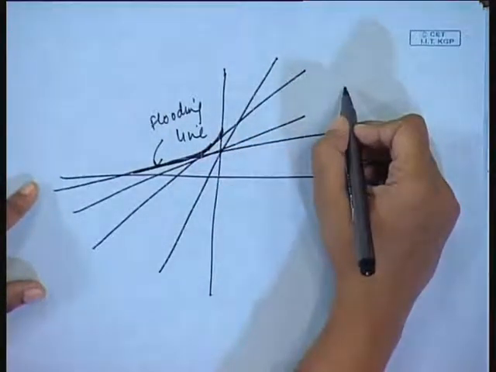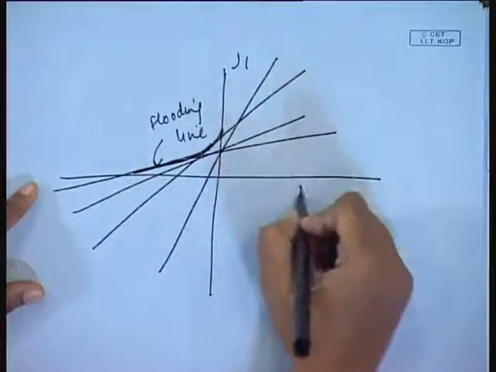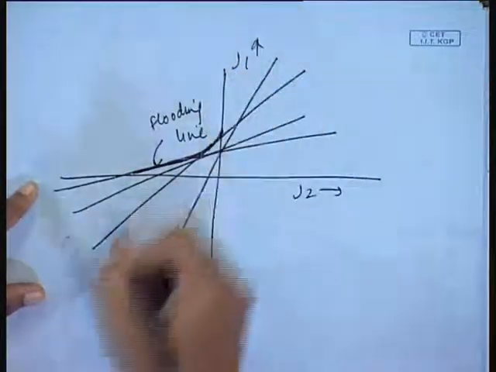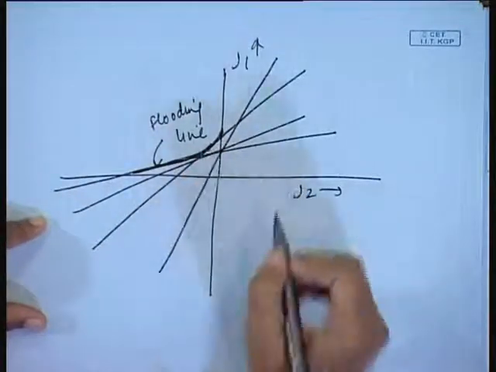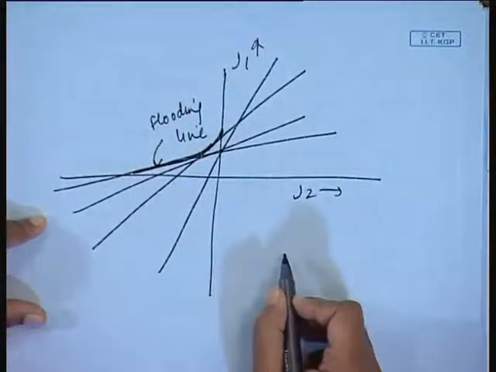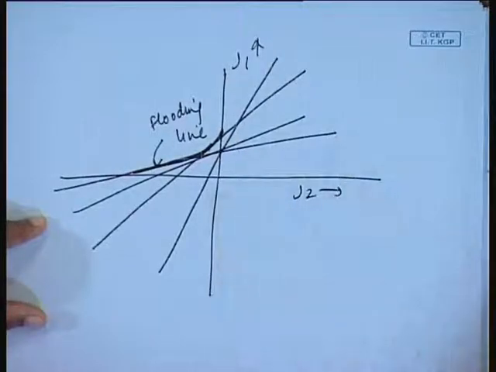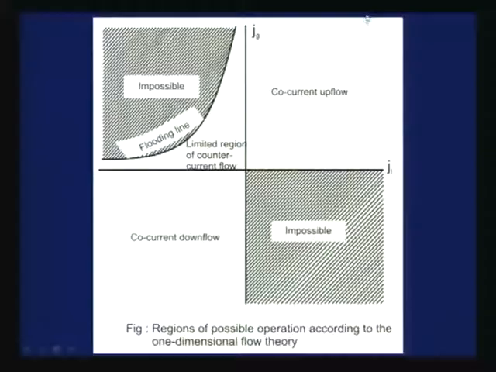Here you are always going to get a solution. This is J1, this is J2. Here you are always going to get a solution. Here you get a solution under limited conditions. Here you do not get any solution at all. Okay. So, this I have represented in the form of a PPT, which I am going to show you.